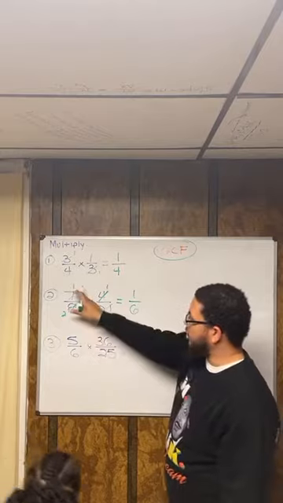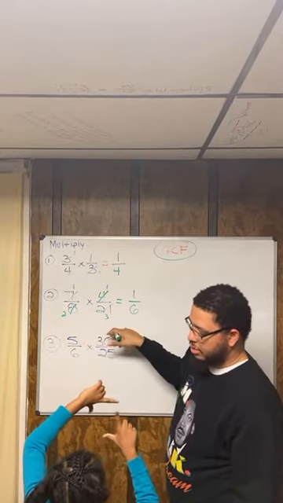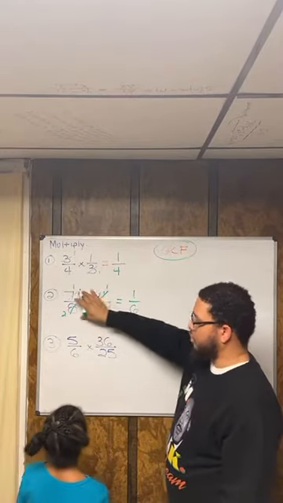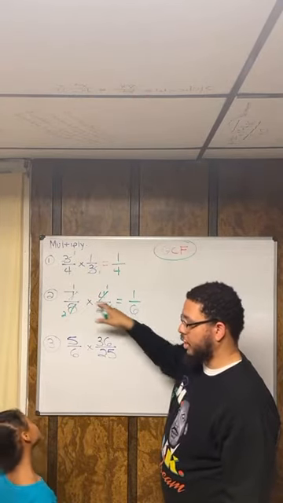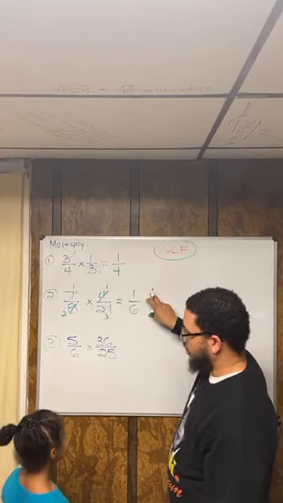All right, and we cross cancel. Cross canceling made our multiplication easier because we divided in the beginning when we cross cancel. So it made our multiplication much easier.